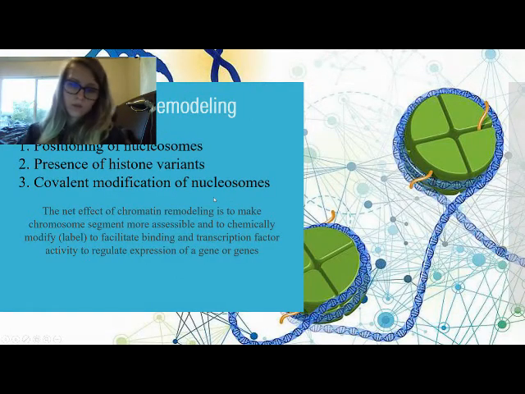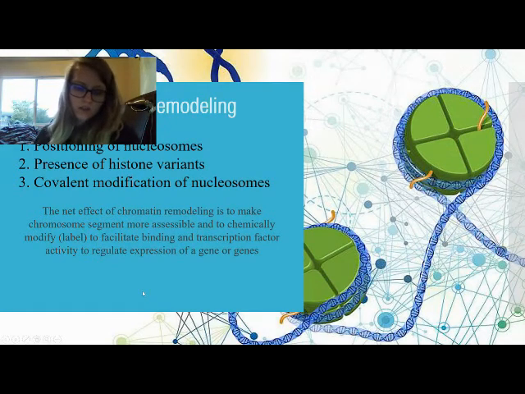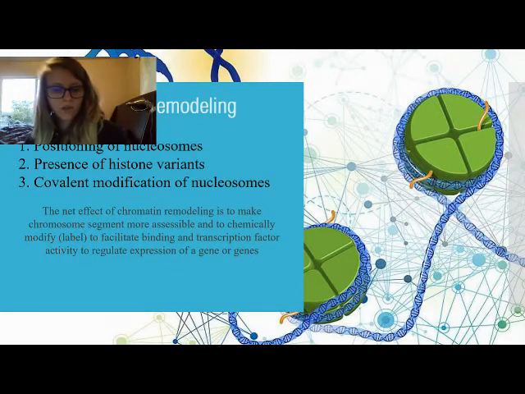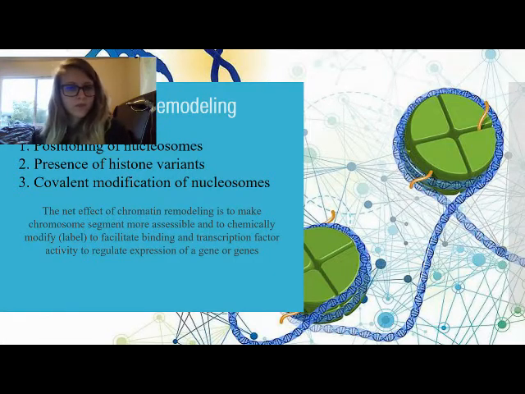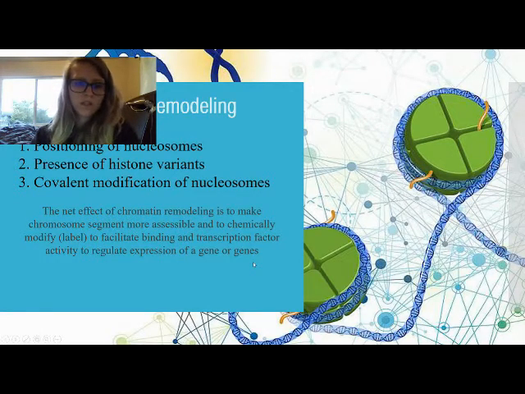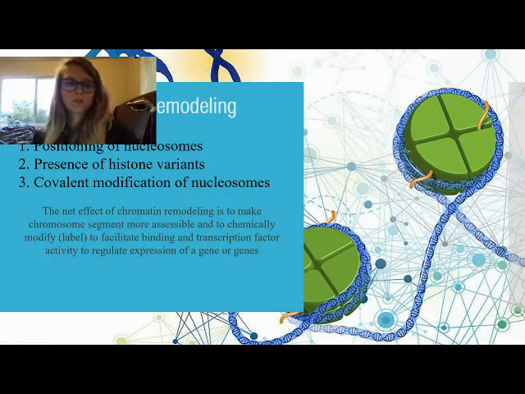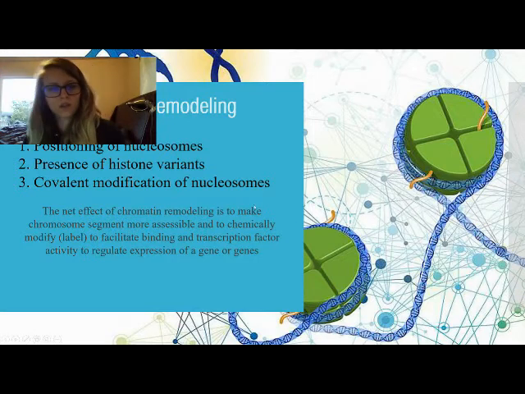So active chromosomal regions are distinguished from heterochromatin in at least 3 ways, and those are the positioning of the nucleosomes, the presence of histone variants, and lastly the covalent modifications of nucleosomes. These all constitute chromatin remodeling, and the net effect of the remodeling is to make chromosome segments more accessible to chemical modification, and this is to facilitate the transcription factor activity to regulate gene expression in one or many genes.